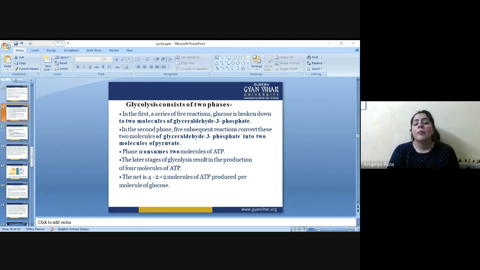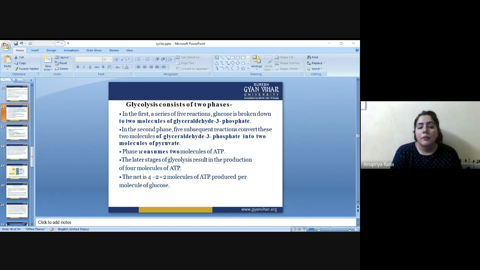In the second phase, five subsequent reactions convert these two molecules, the ones we are getting from the first five reactions, glyceraldehyde 3-phosphate, into 2 molecules of pyruvate. That is the thing which we wanted. So we have to go through these 10 phases. The first 5 phases obtain 2 molecules of glyceraldehyde 3-phosphate, and the second 5 phases convert the glyceraldehyde 3-phosphate into 2 molecules of pyruvate.